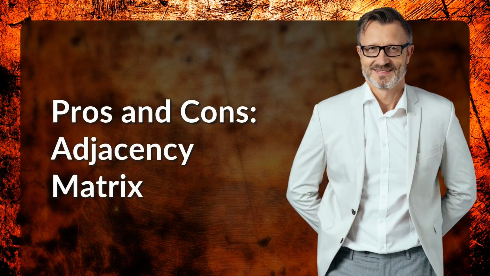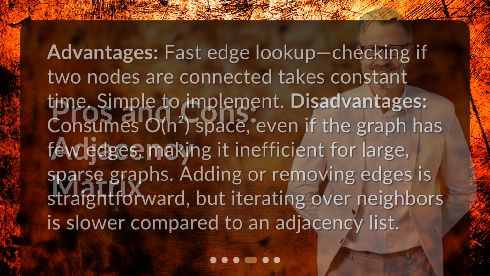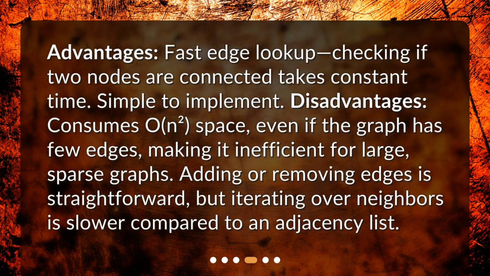Pros and cons: adjacency matrix. Advantages: fast edge lookup. Checking if two nodes are connected takes constant time. Simple to implement. Disadvantages: consumes O(n)² space, even if the graph has few edges, making it inefficient for large, sparse graphs. Adding or removing edges is straightforward, but iterating over neighbors is slower compared to an adjacency list.